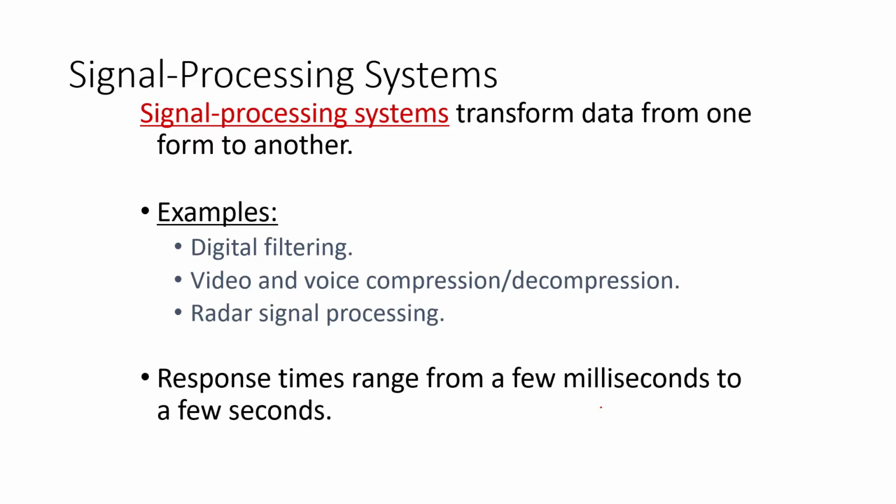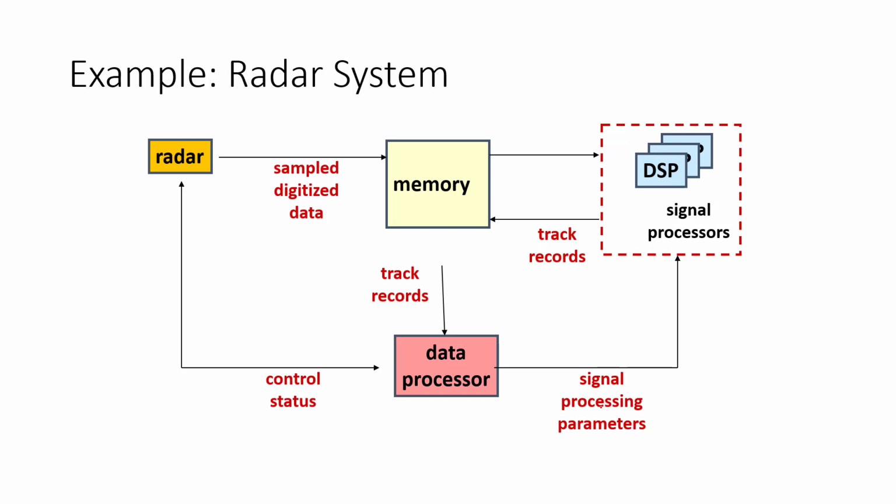Signal processing systems are, of course, required that convert from one format to the other, and response times can vary. Another such example would be a radar system whose job is to basically store digitized data in memory of whatever it is sensing, use digital signal processors to process it, and also have another data processor to process it. And finally, look at the records and basically keep showing the screen and basically identify friendly aircraft or enemy aircraft.